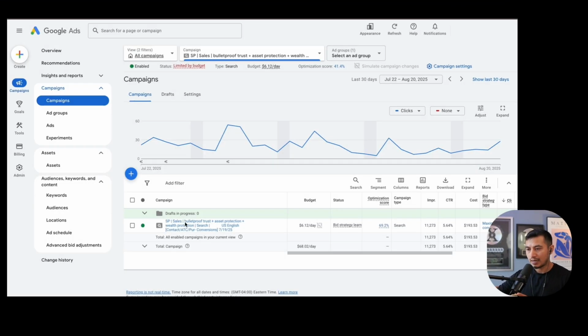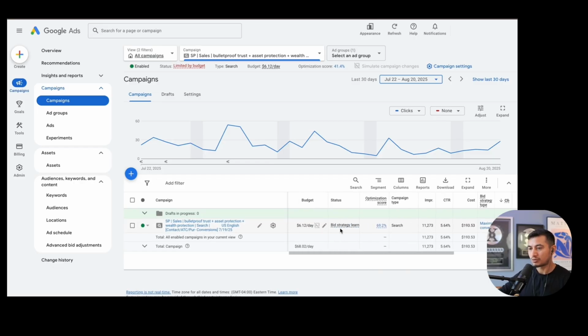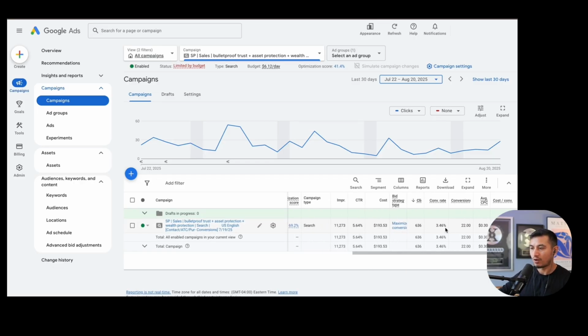As you can see, I have one campaign here and this has been running, let's do the last 30 days. We're spending about $6 per day because we don't have that big of volume, but we have gotten 22 conversions, okay? As you can see, we have 22 conversions and we spent almost $200. It is hard to say if those conversions were purchases because sometimes Google tracks more than it should.